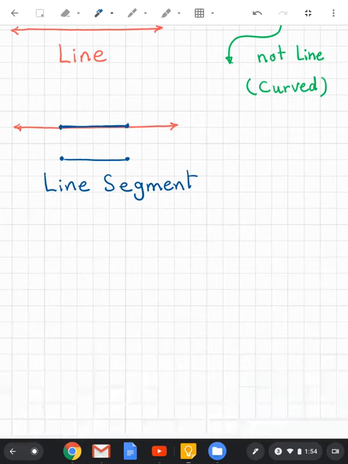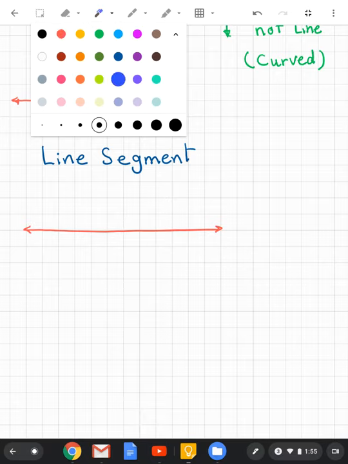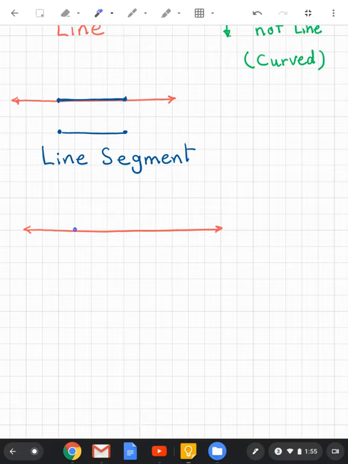Now, if we have also this line, and I will cut part of it, but this time I will cut from one point and then take the whole side like this. So we will get a shape of this. It has a start point but has no end point. This we call the ray.